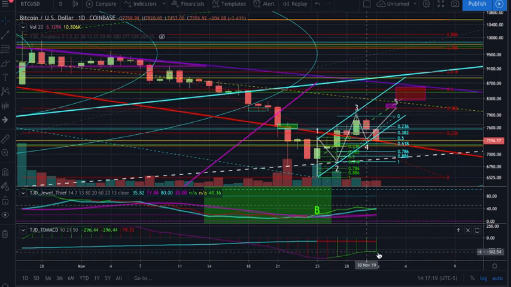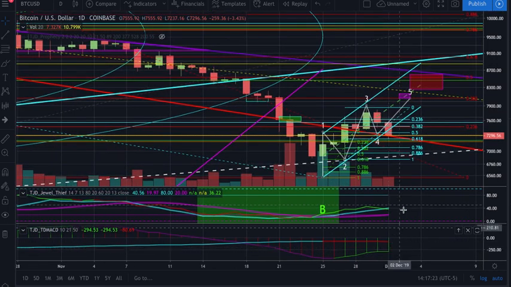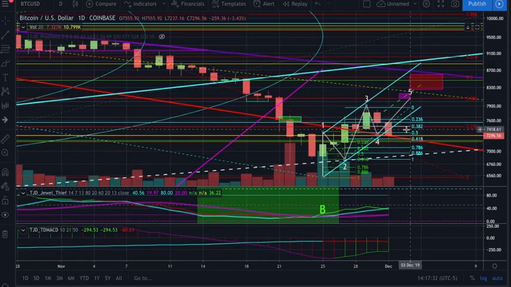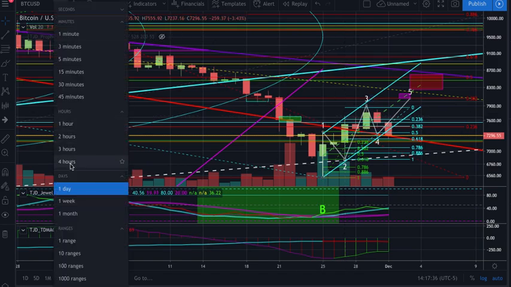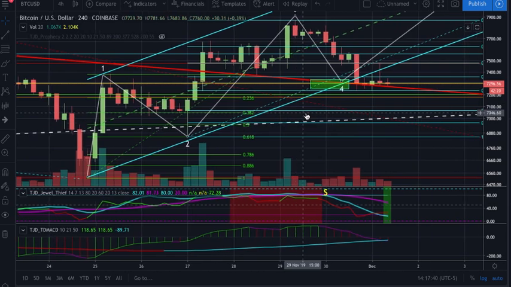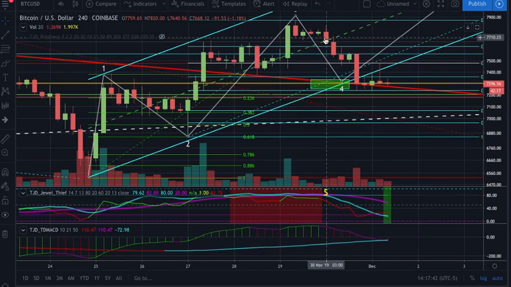And as you can see, we do have continuation to the upside on our histogram for the TD MACD, and as far as the Jewel Thief, both lines are strengthening to the upside as we sell off. So again, this looks more like a consolidation pattern signature to me. You will notice the 4-hour Jewel Thief is pretty much calibrated for the 4-hour and the daily time frame.